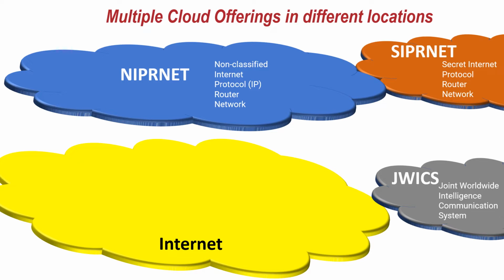The NIPRNet is the Non-Classified Internet Protocol Router Network, used for non-classified data processed in the DoD. The SCCA is the Secret Internet Protocol Router Network, used for classified data processed in the DoD. The JWICS is the Joint Worldwide Intelligence Communication System, used by the intelligence community. And, of course, the Internet, used to connect the public.